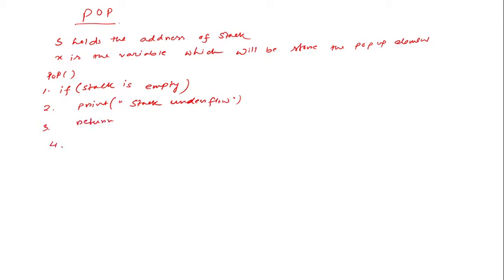Otherwise it will be X is equal to S will store what? The top element. X is equal to S arrow items, then S arrow top. Okay, then S arrow top minus minus. Okay, so return X. We need to return the removed element, that is X, and end. Okay, so this is the algorithm for the pop operation.